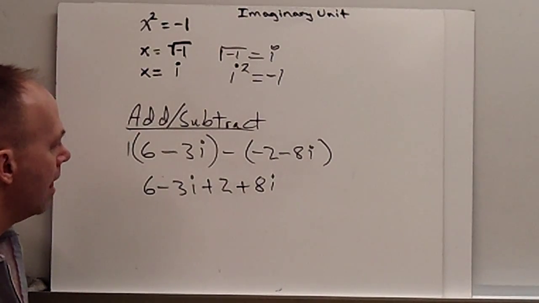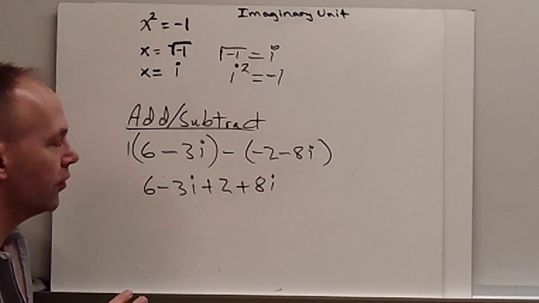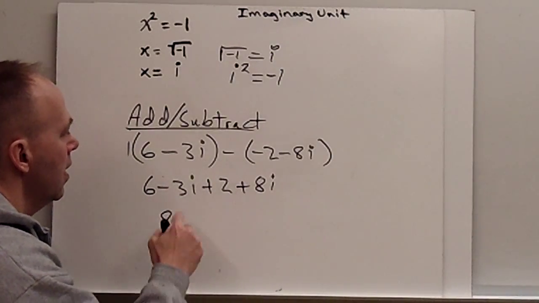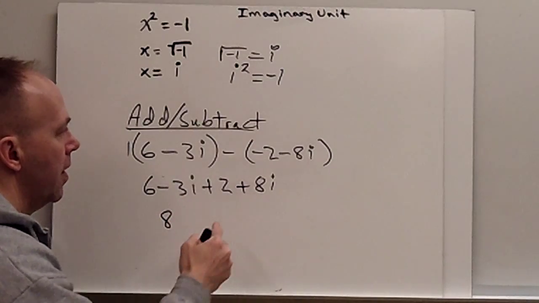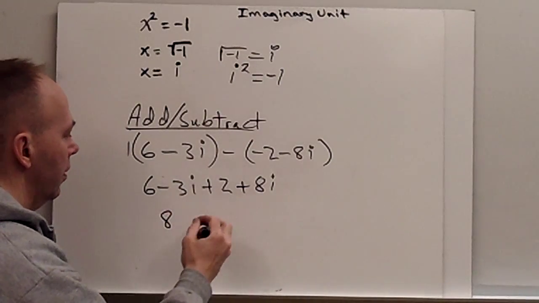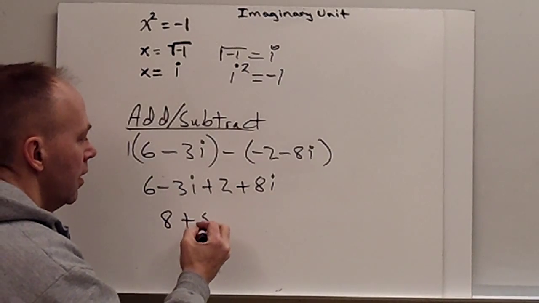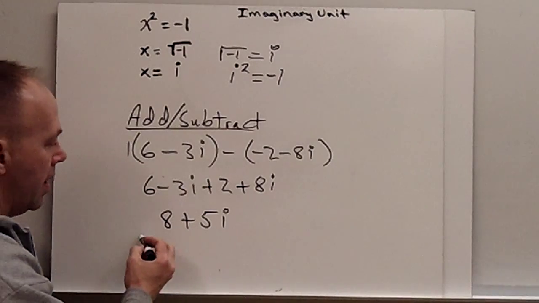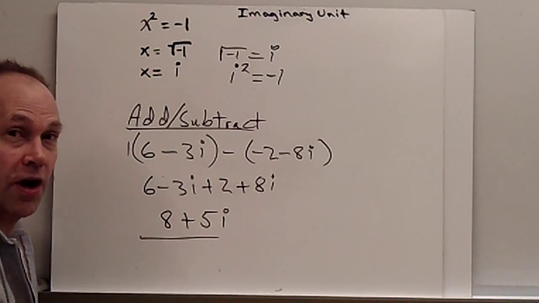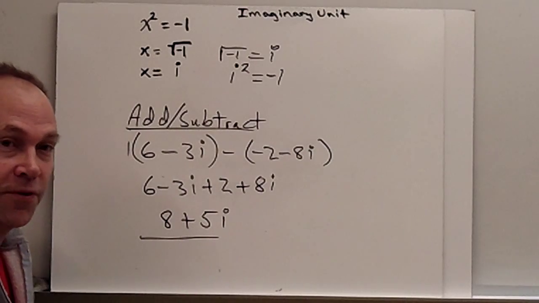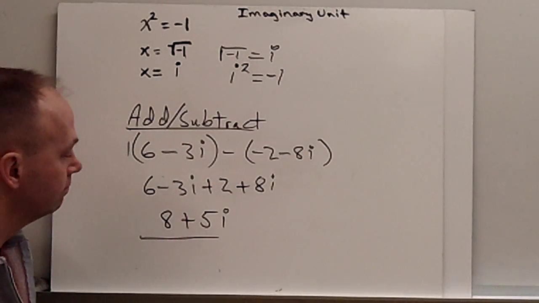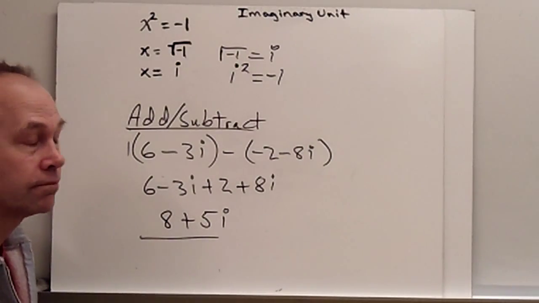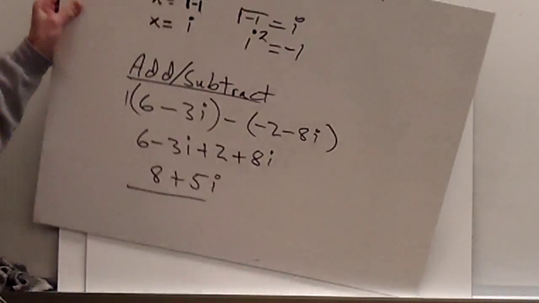Now, I'm just going to combine the like parts, the real with the real parts, and the imaginary with the imaginary parts. Negative 3i plus 8i is a plus 5i. So my answer, and this is what we call standard complex form, is 8 plus 5i. What do you think? Good so far? All right, let's move on.